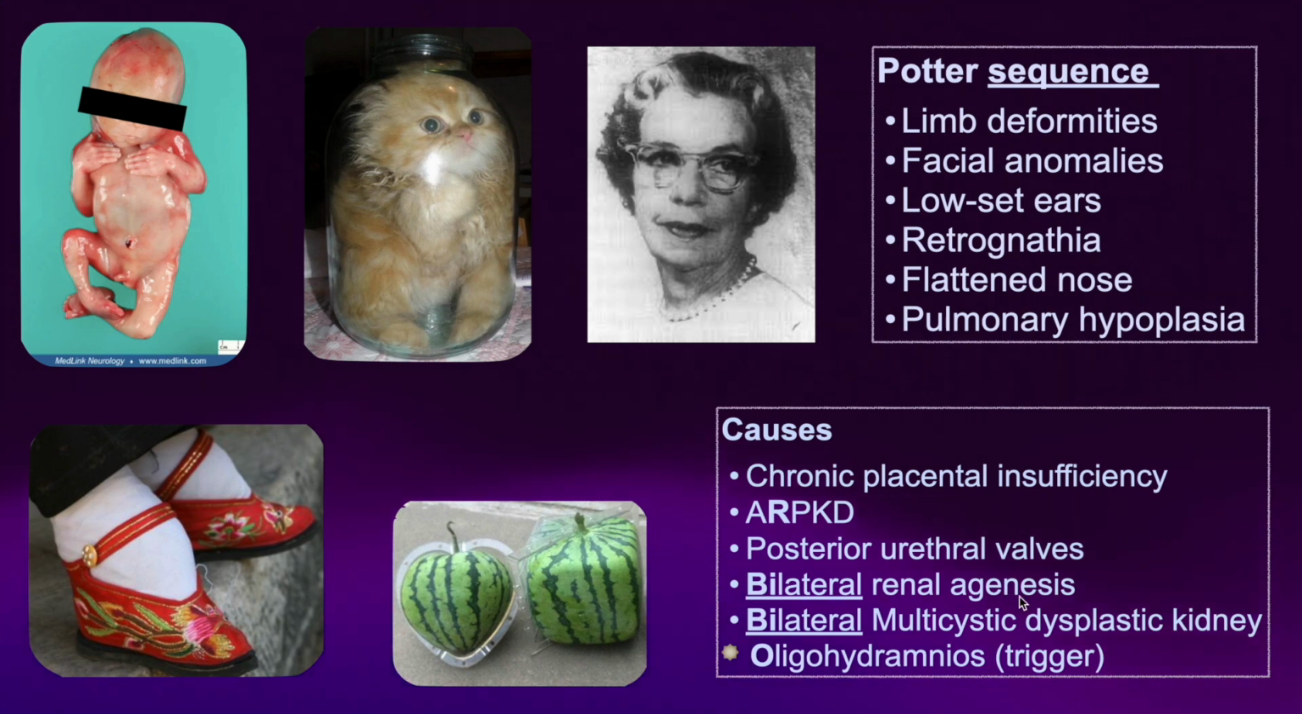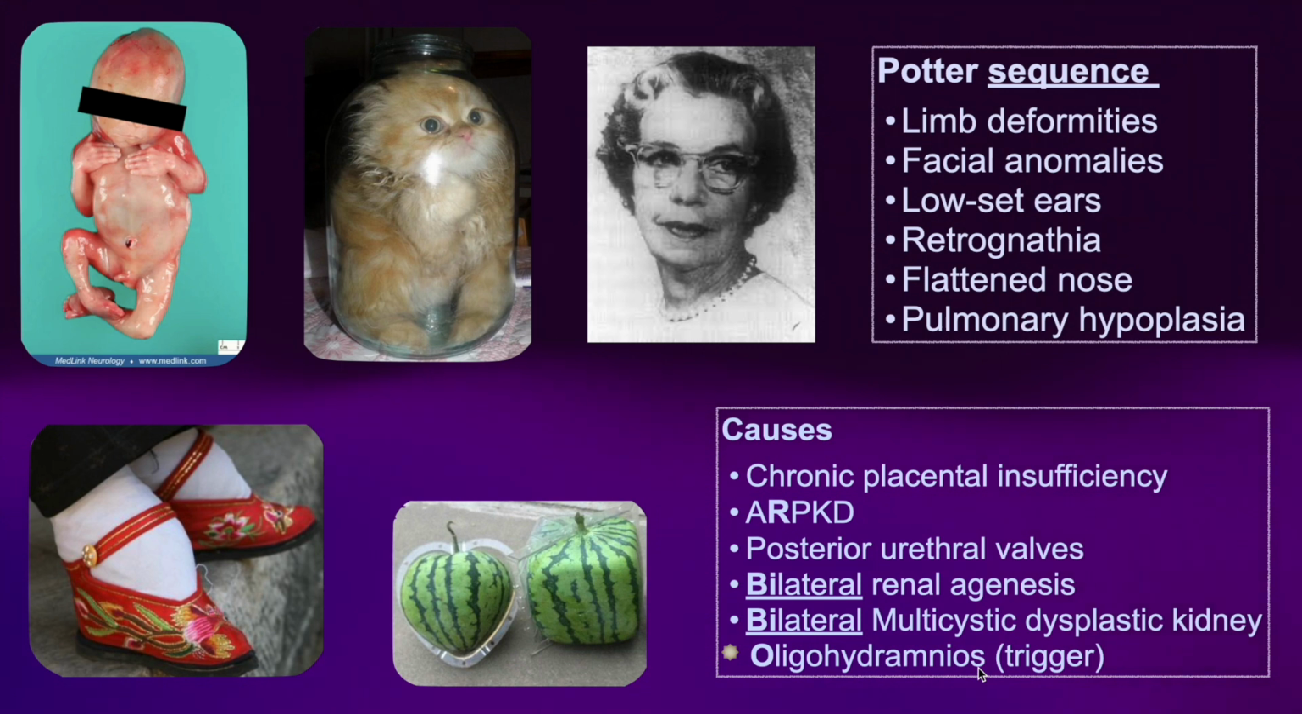So right now, it is very logical when I say that this condition is associated with bilateral renal agenesis. The important word here is bilateral, because if it is unilateral, the other kidney will work fine. Agenesis means the kidney fails to develop properly. Or another condition, again bilateral multicystic dysplastic kidney disease. Let's point out one more time that oligohydramnios is a trigger, so this condition will occur.